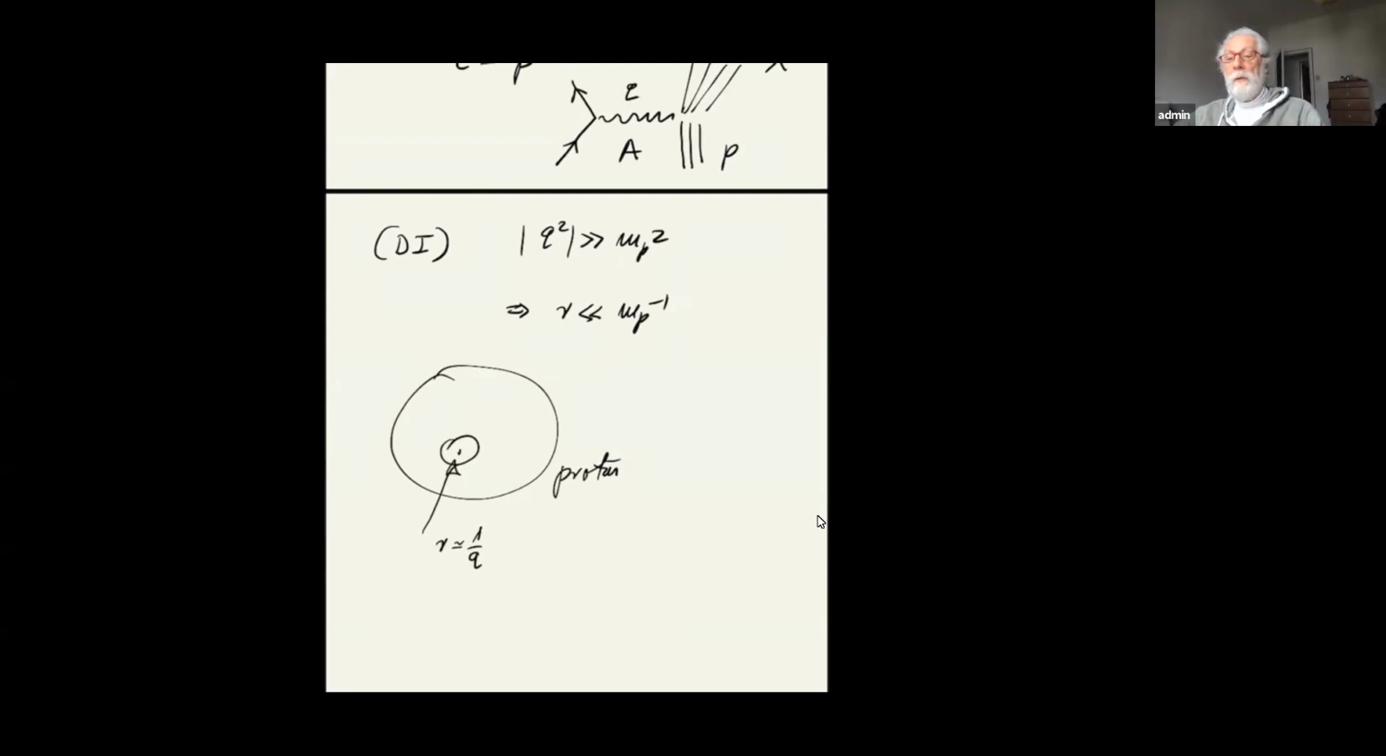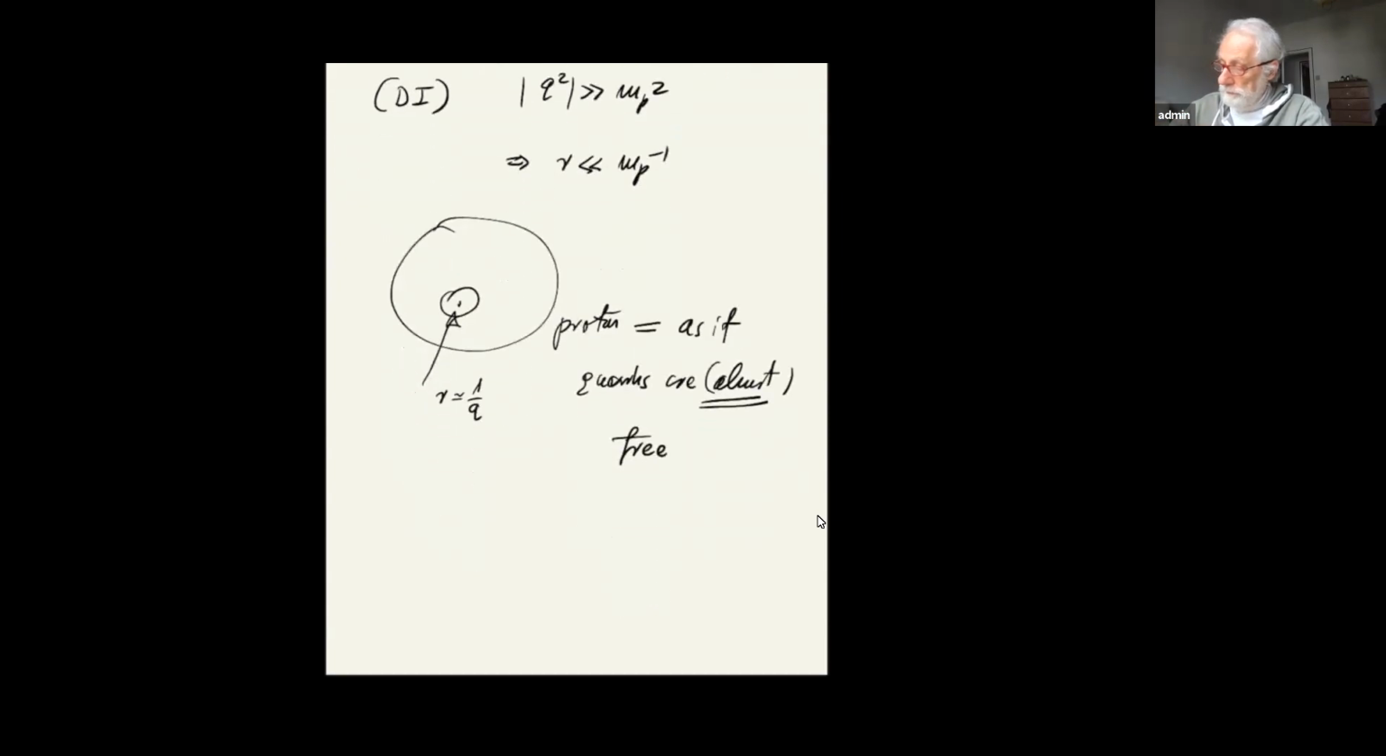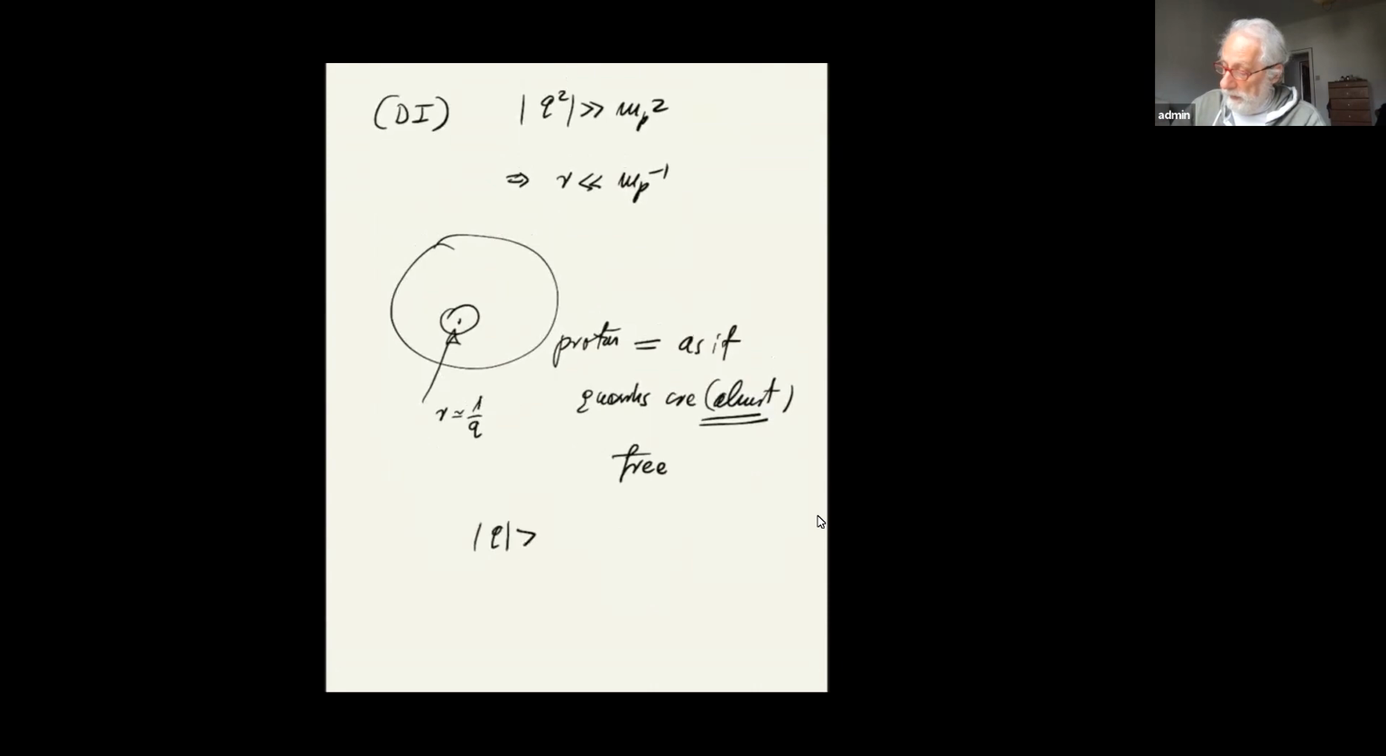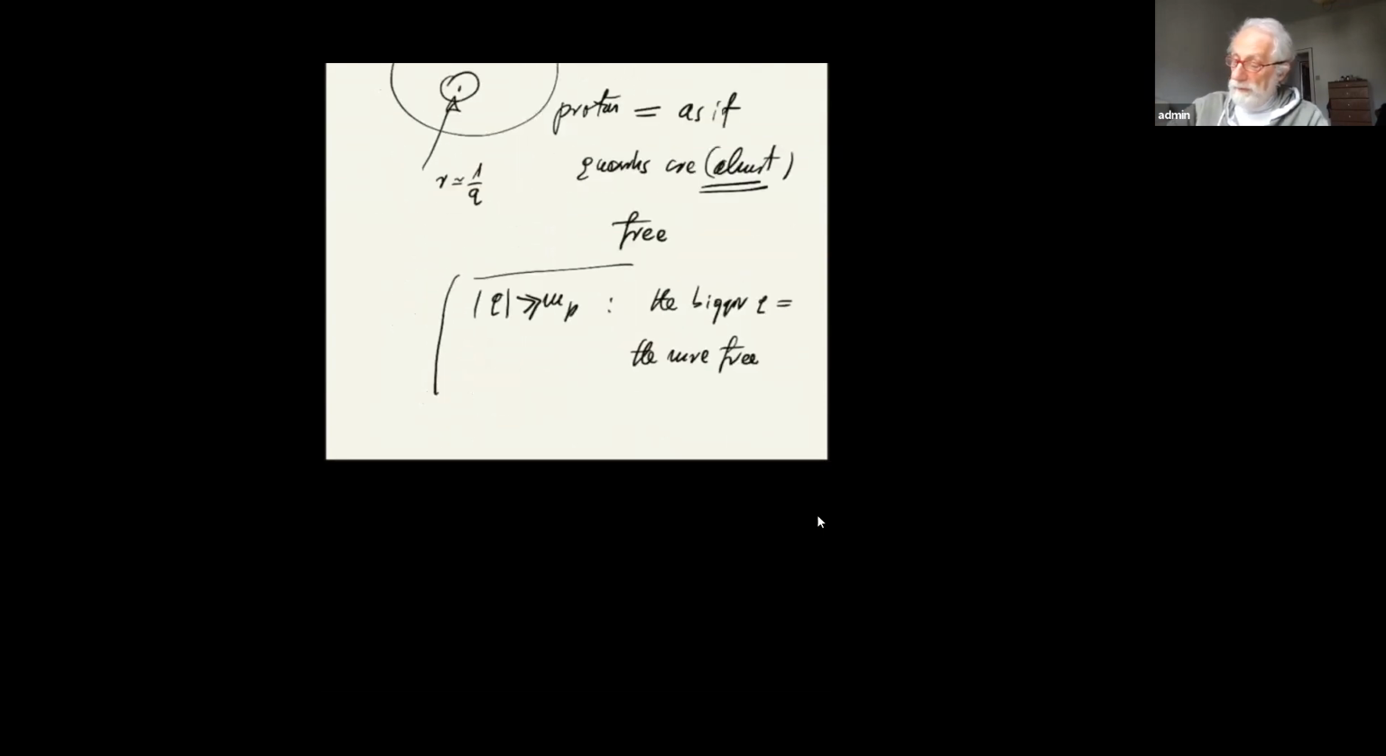And what they've seen is that the proton behaves as if quarks are almost free. Almost is very important. Not really. If they were really free, then there wouldn't be any gluons between them. There would be no messengers of the force. But it's very interesting. They're almost free, as long as, once again, Q is much bigger than MP. The bigger Q, the more free. It's called asymptotic freedom, by the way, this fact.